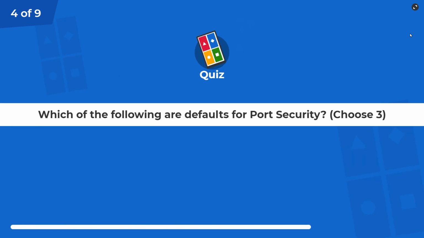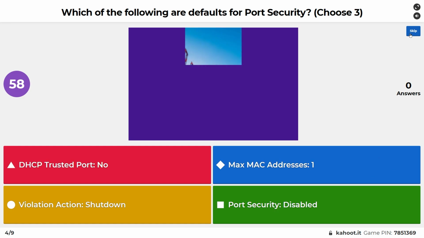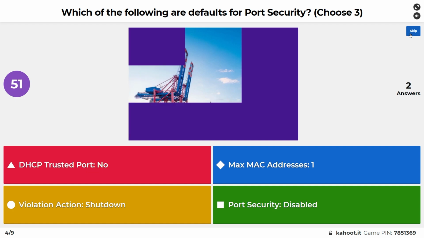Which of the following are defaults for port security? 60 seconds on the clock. The faster you answer it, the more points you get if they are correct answers. I'm looking for 3. Just look for the one that's not related to port security and you're gold. Choose all the others.